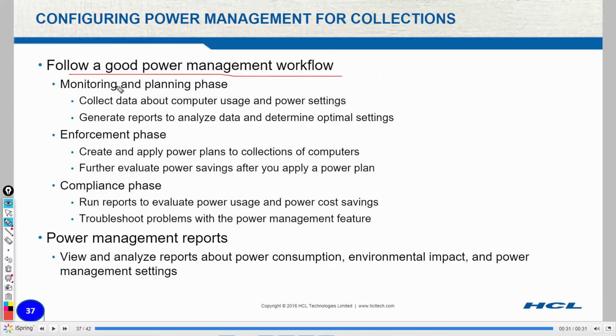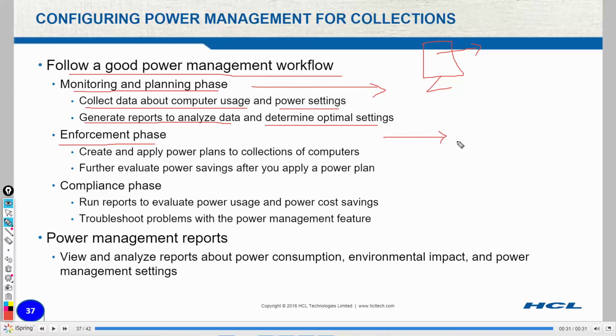So monitoring and planning phase. We need to monitor and plan. First you need to monitor the flow of users on the floor, collect data about computer usage and power settings, and generate reports to analyze data and determine optimal settings. Enforcement phase, where you will force the power management rules to be followed. Create and apply power plans to collections of computers. Further evaluate power savings after you apply a power plan.